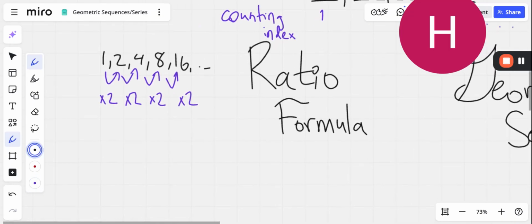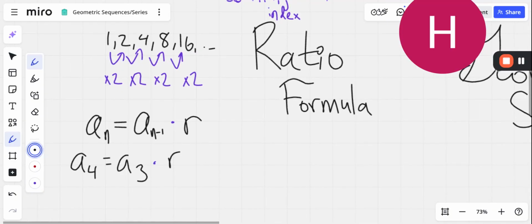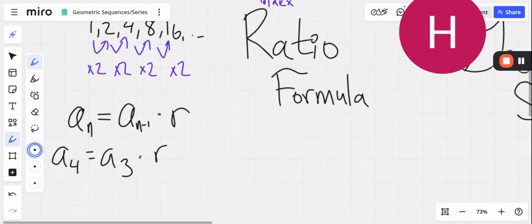And I'm going to write it like this: A_n equals A_(n-1) times r. Because in order to get to, for example, the fourth term, I have to come from the third term and multiply by r. So if we rearrange this format, we can get a nice method for how to solve for the ratio each time.